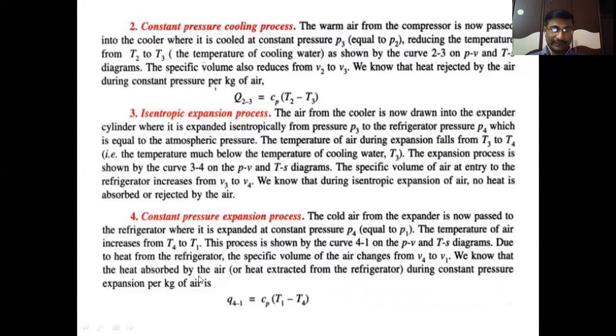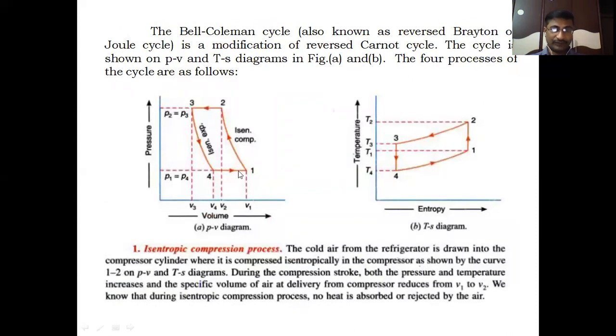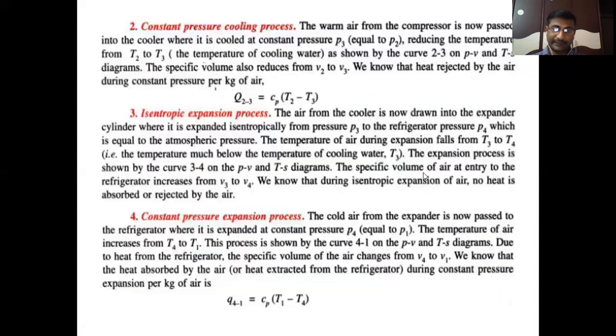We know that the heat absorbed by the air, heat extracted from the refrigerator during the constant pressure expansion per kg of air is Q41. Q41 is the heat absorption during this process per kg. Again, this is a constant pressure process, so we can take it as Cp into the change in temperature across the process. Cp into (T1 minus T4) is the heat transfer during that process per kg. This is the heat rejected during the process 2-3. This is the heat absorption during the process 4-1.